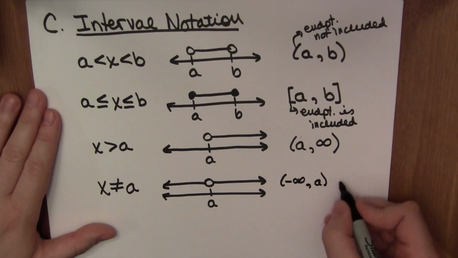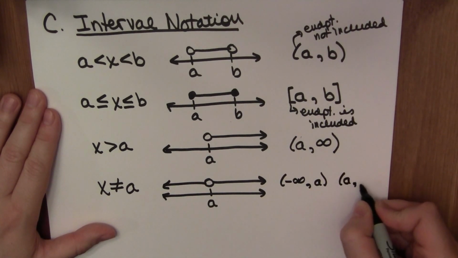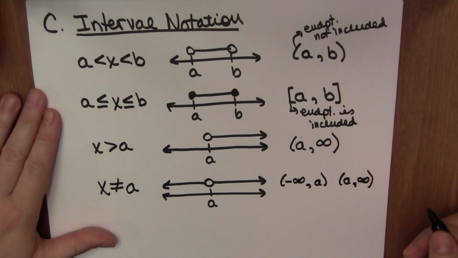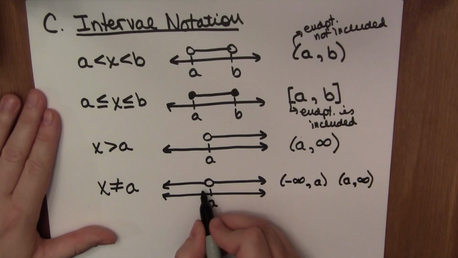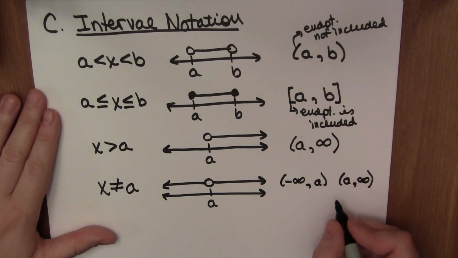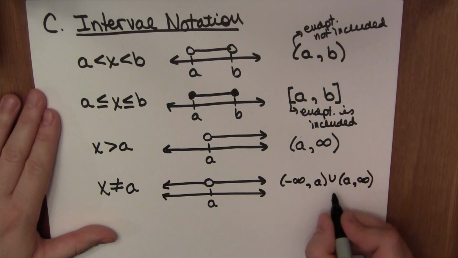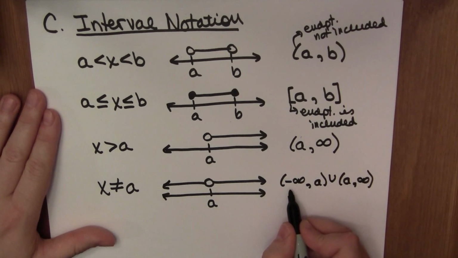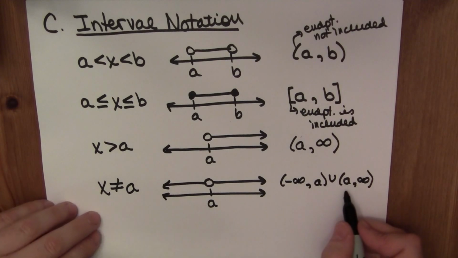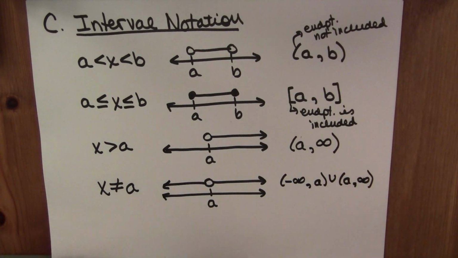Then, to deal with the second part, I'm going to say a comma infinity. And if I want to show that I'm dealing with the two of these together as one big interval, I'm going to put a U in the middle. U standing for union, the union of those two sets. In parentheses negative infinity comma a, union in parentheses a comma infinity.